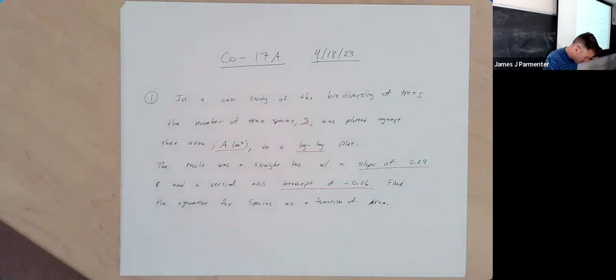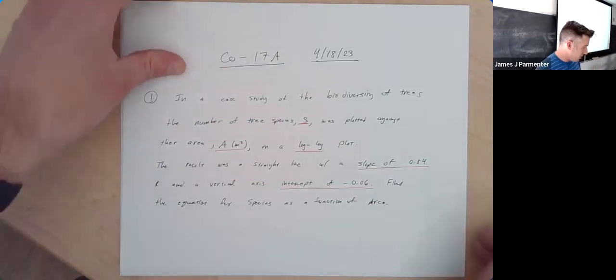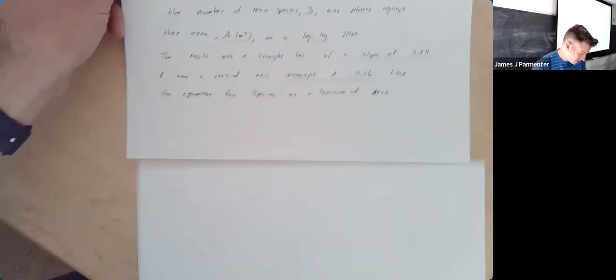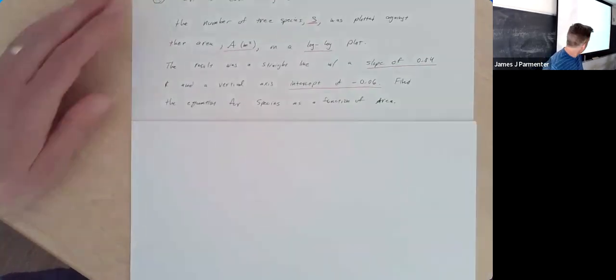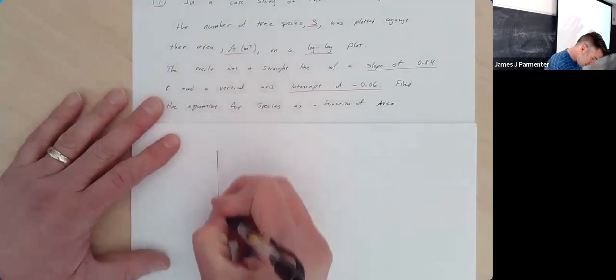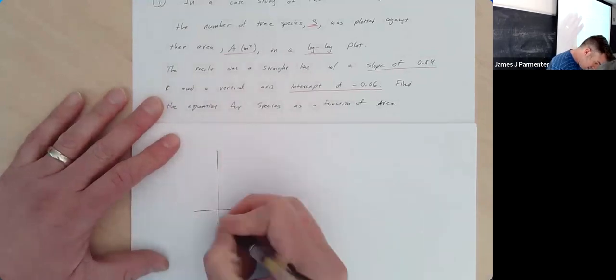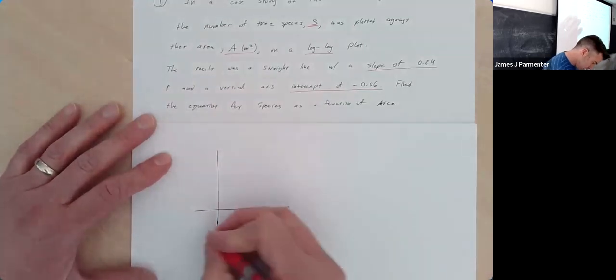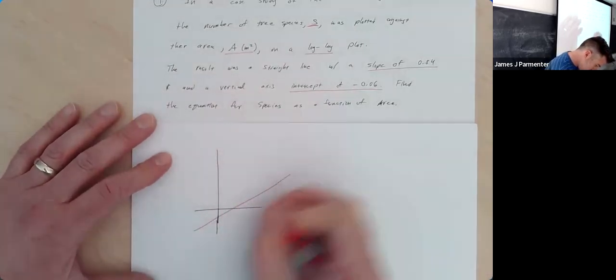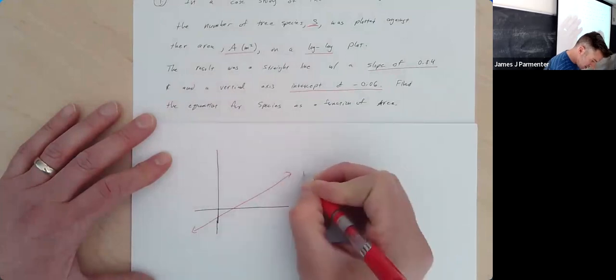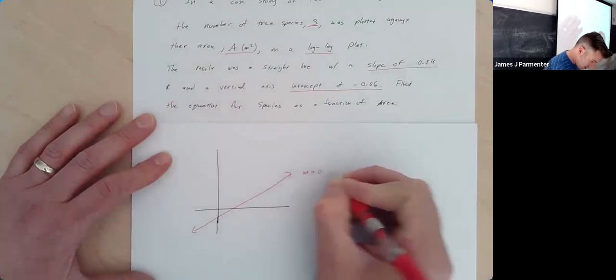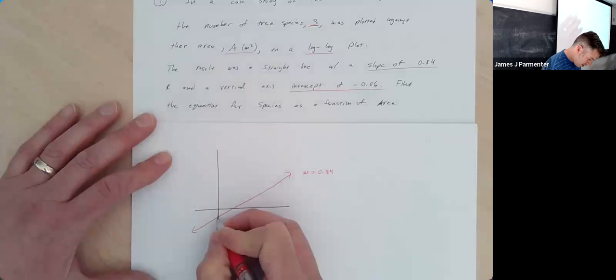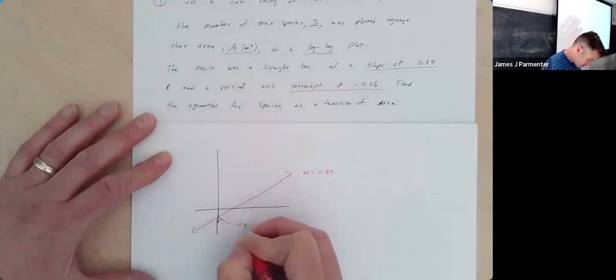So now I'm trying to write my equation here. Well, I guess I might draw the graph first. So the graph of this looks something like the following. This has got a negative intercept. So I'm going to draw something like this. Here's my line, where my slope is 0.84, and that intercept there is going to be negative 0.06.